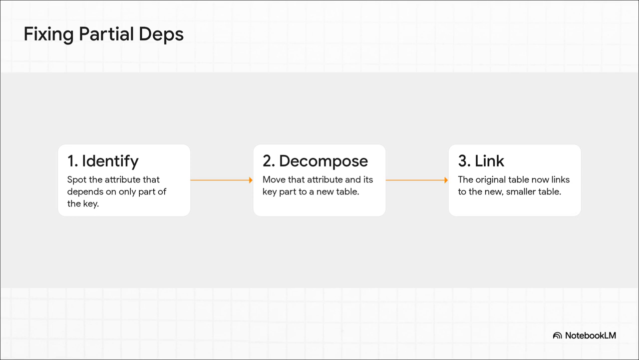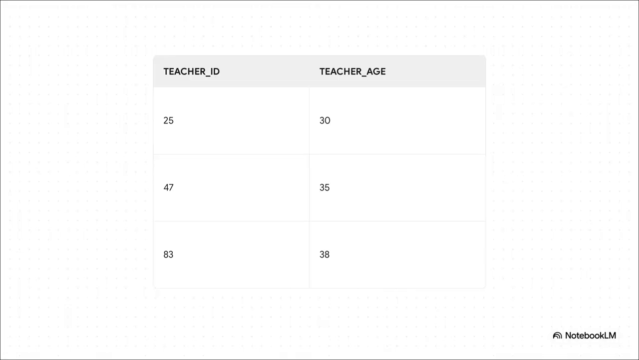First, we spot that partial dependency, in this case, the teacher's age. Second, we take that column and we move it out into its own brand new table. And finally, we link that new table back using the part of the key it actually depends on, which is just the teacher ID. And check out the result.